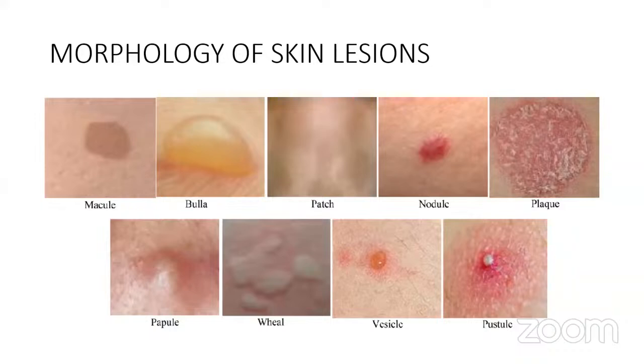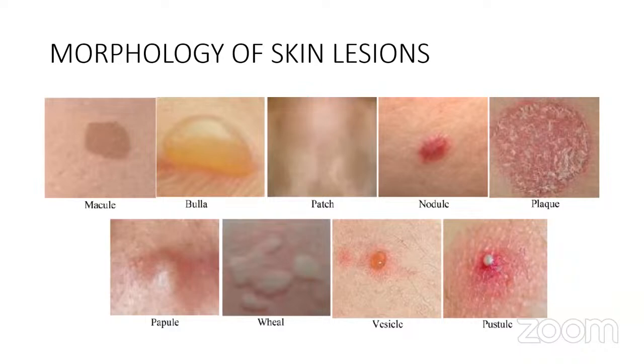Then there's something called papule and plaque. A papule is a circumscribed, solid, elevated lesion. The classical condition where you see papules is lichen planus. Plaque, you usually see in psoriasis. It's the same, but the size is more than 1 centimeter.